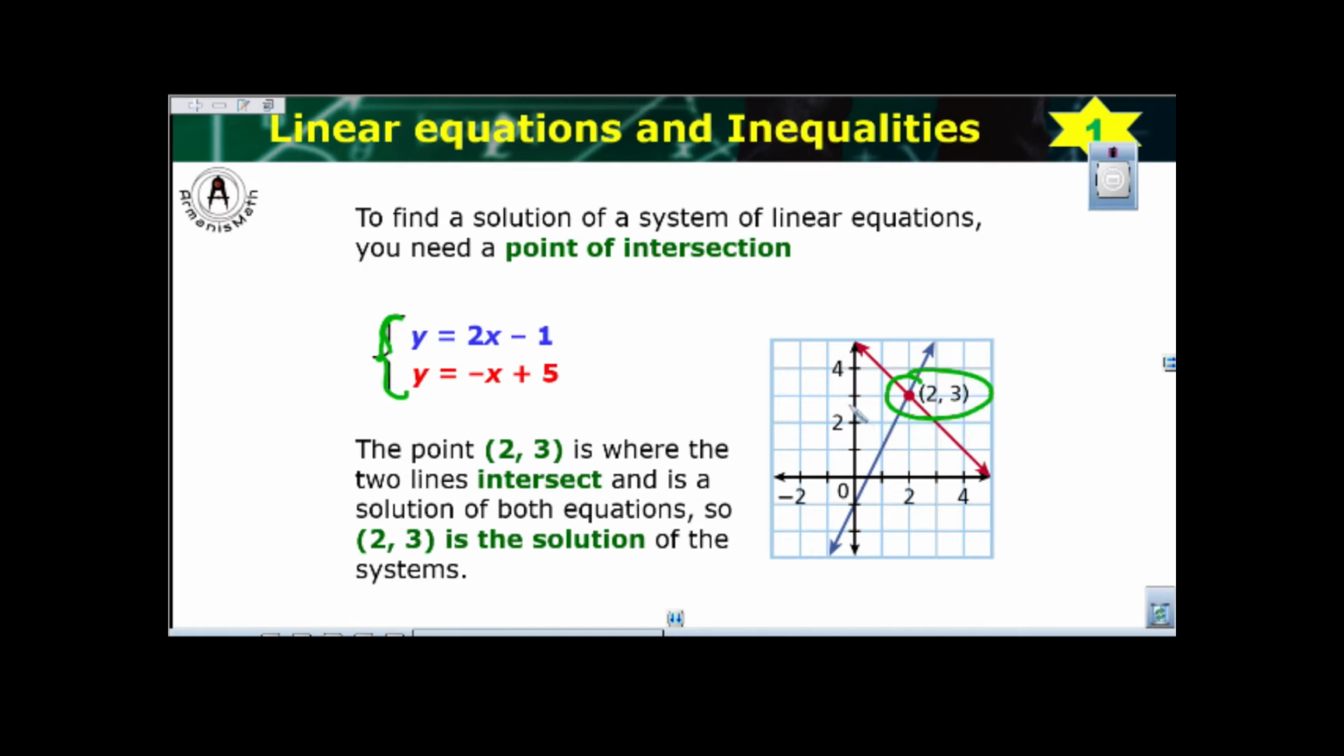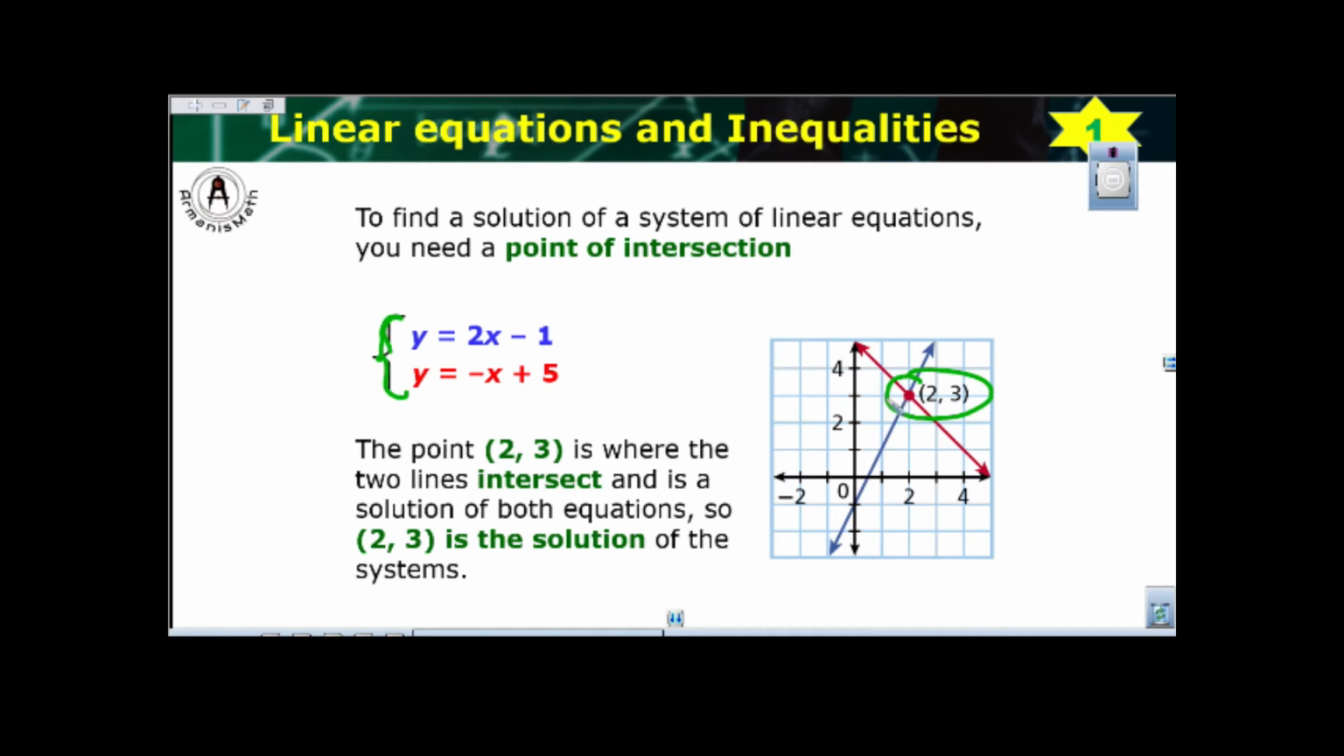So basically, if you want to find a solution to a system, you're looking for the point of intersection. Where do they cross? Where do they meet? Where do both of them cross roads? That is your point of solution. This is a solution to the system.